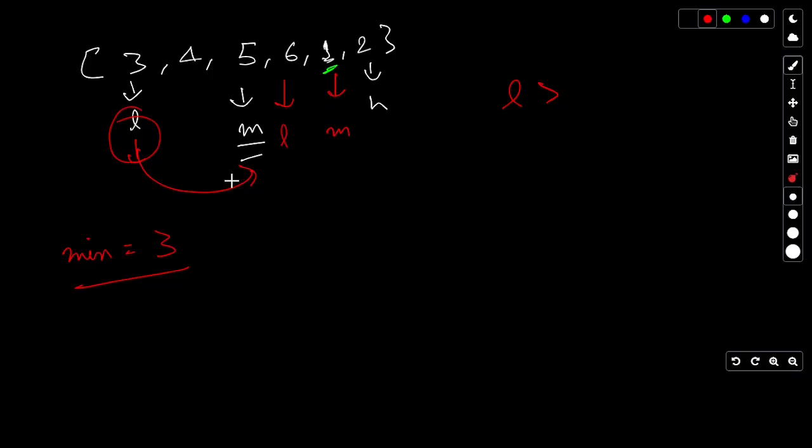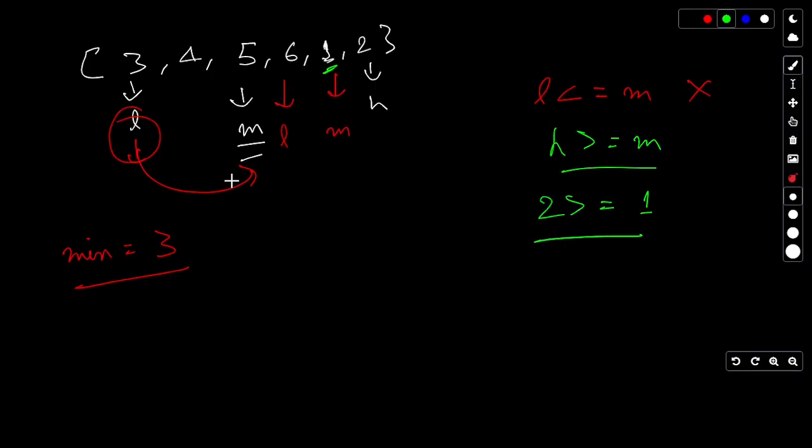Or another way to phrase it is: is our low smaller than or equal to mid? We will say no, our low is not smaller than or equal to mid. Is our high greater than or equal to mid? Yes, our high, which is 2, is greater than or equal to 1. So it is true. Since our right hand side is sorted at this point, we will take minimum as mid, and if we compare it to the previous value of min, which was 3, we will definitely update our minimum element, which would then be 1.